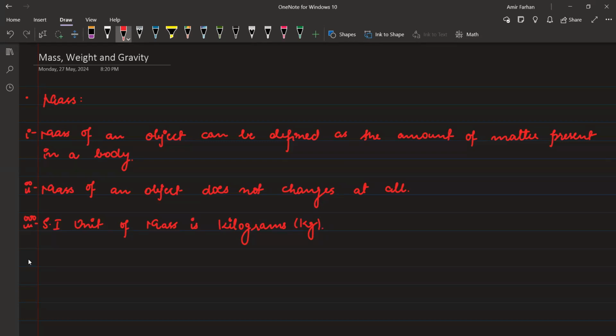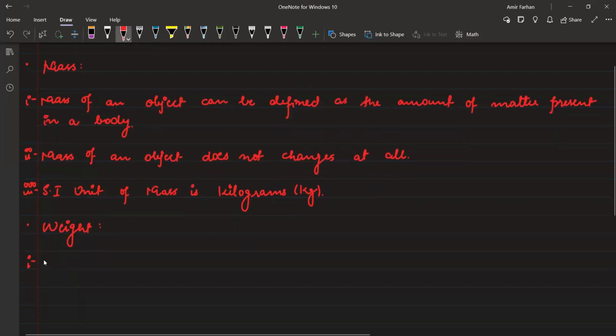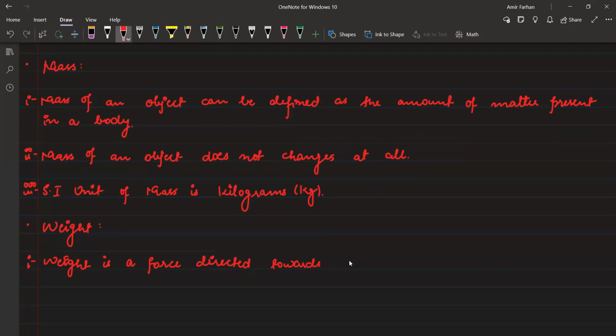Now it's time to understand weight. Weight is nothing but the gravitational attraction of the earth on a body, which acts towards the surface. So weight is a force directed towards the surface of earth.